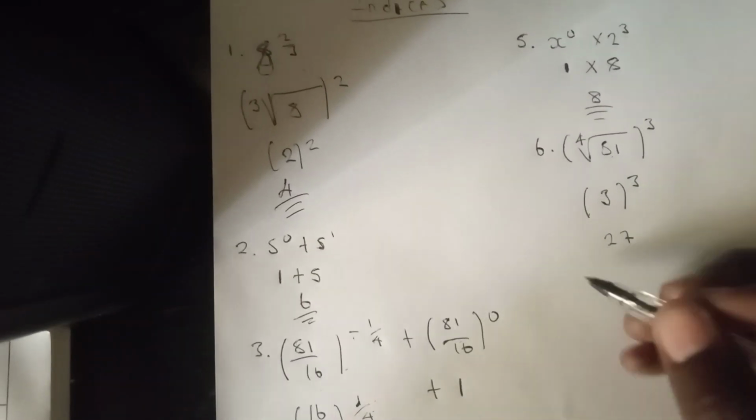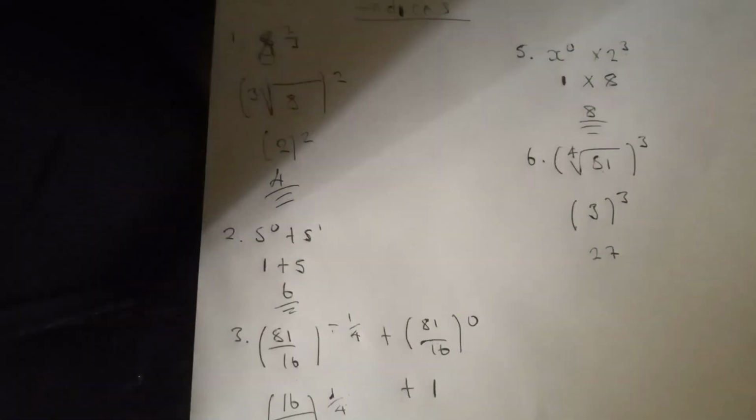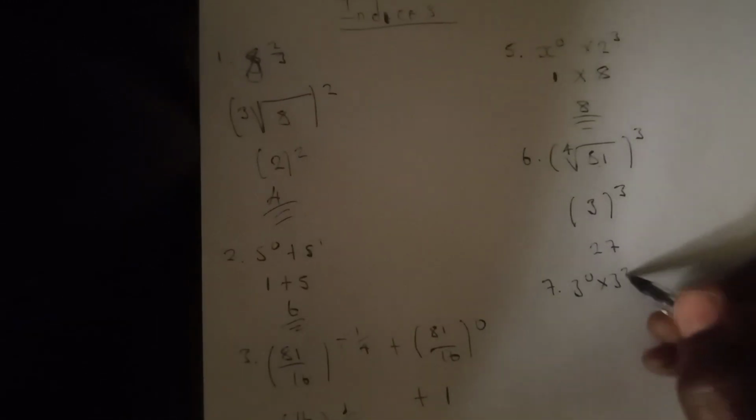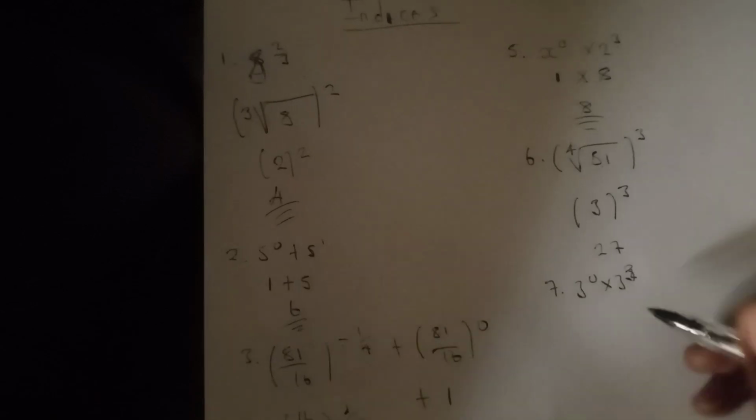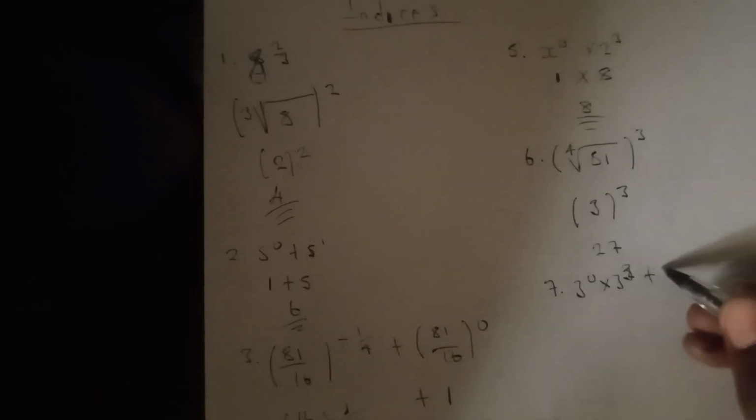Okay, so we go to question number 7. The question number 7 will be this question right here. I hope you can see it. This question right here will be our question 7. I'll just write it here. So 7, this is 3 to the power 0 times 3 to the power 3, then plus 3 to the power 1.